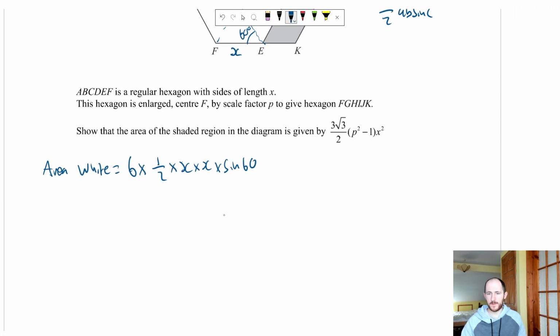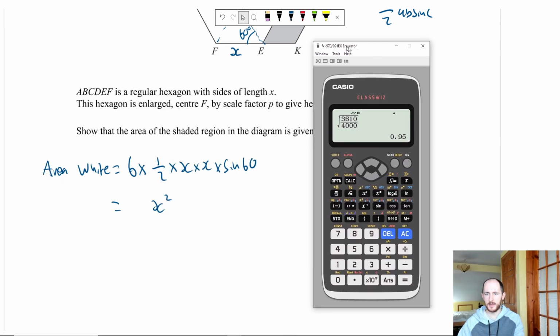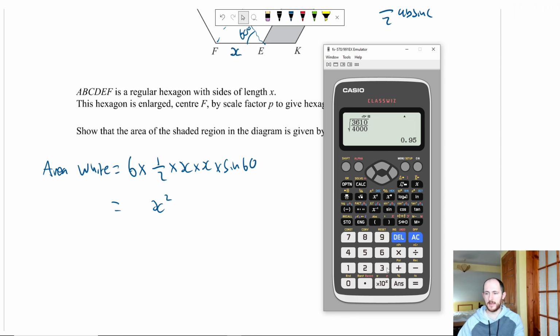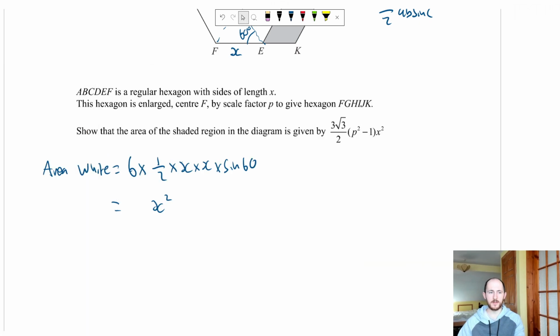So if I work that out now, we have something times x squared, but let's do it on our calculators. 6 times a half is of course 3, and then 3 times sine 60. Technically you're supposed to know these values, but you know, why not? 3 root 3 over 2. So 3 root 3 over 2 x squared. This has given me marks already.